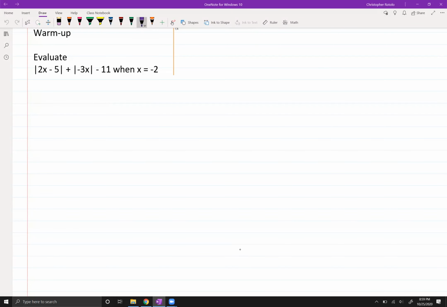Before we get into today's lesson about absolute value and solving those, I don't want to forget about how to use that. So here we're just going to use some evaluating skills. I'm going to plug in 2 times negative 2 minus 5, all of which is inside that absolute value, plus absolute value of negative 3 times negative 2. This is inside of its own absolute value, and all that means is we're going to do some solving in here to get some things going.